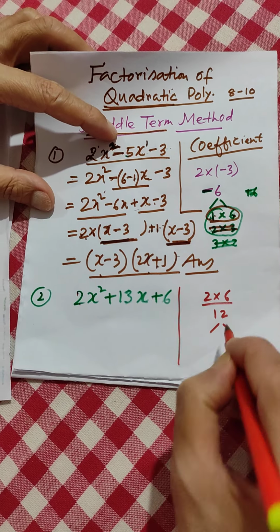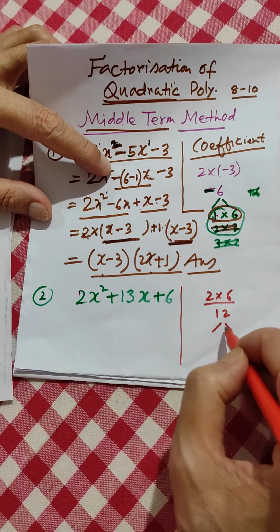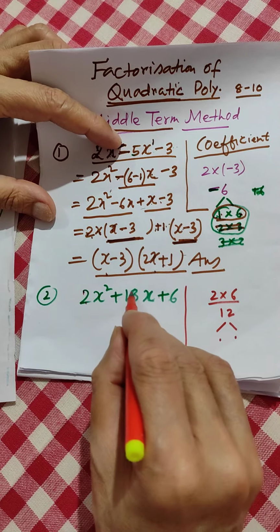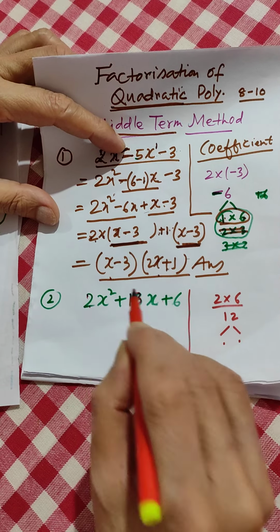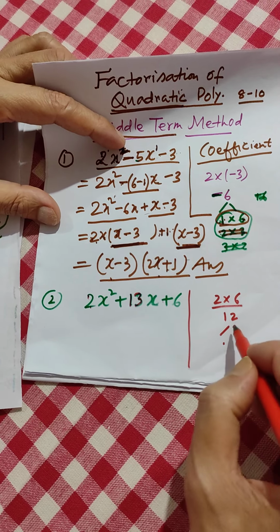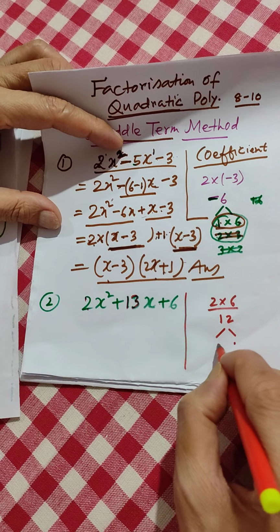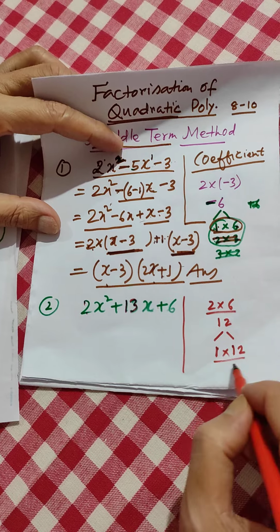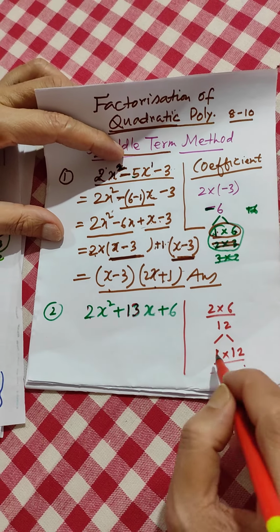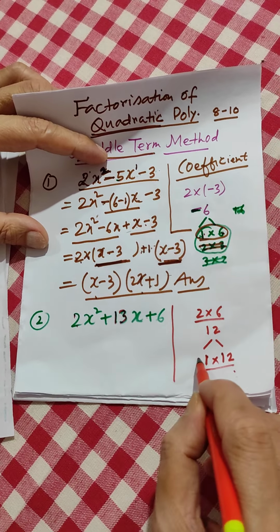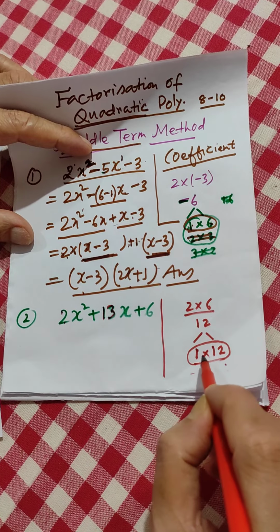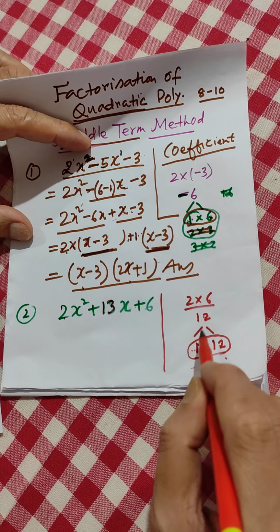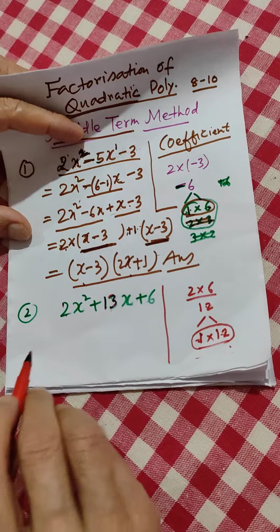Now we split 12 into factors. This time we choose two numbers whose sum is 13, not difference. So we take 1 and 12. 1 into 12 is 12, 2 into 6 is 12, 3 into 4 is 12, but the other pairs we will not choose. We will choose this pair, 1 and 12. 1 into 12 is 12, and 1 plus 12, their sum, is 13.